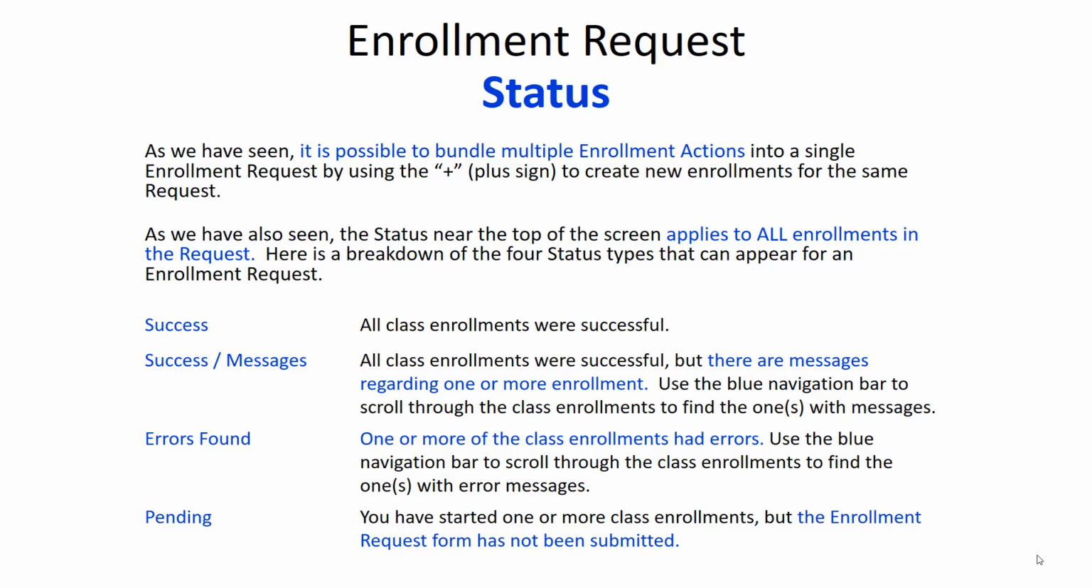Far and away, our least favorite enrollment request status is errors found. Errors found means that one or more of the class enrollments had errors. If you have chosen to bundle multiple enrollment request actions into the same request, simply use the blue navigation bar to scroll through the class enrollment actions to find the action or actions with errors. I would like to point out that if you have multiple enrollment actions in the same request, any with errors do not affect the ones that were successful. One rotten apple does not spoil the whole bunch.